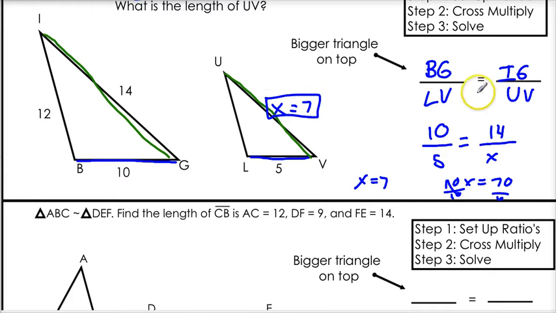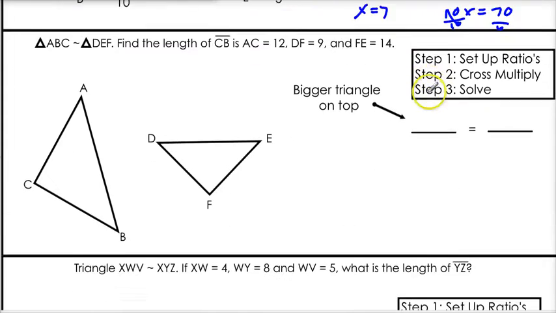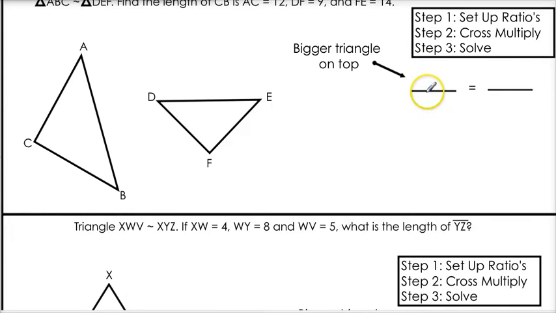All right, see, you just have to set up these ratios. Now, I'm going to emphasize, always put the length of the bigger triangles on top so you don't get mixed up. The bigger triangle, always put it on top, okay? It just keeps things honest and simple that way. Put the bigger triangle on top on both sides of the ratio. All right, let's try this again.